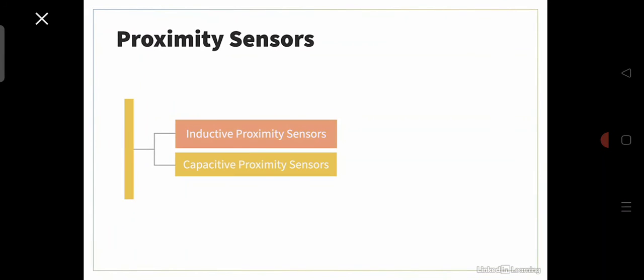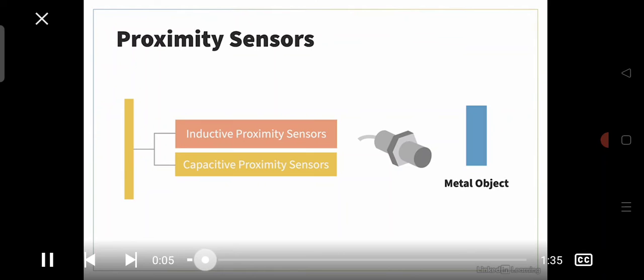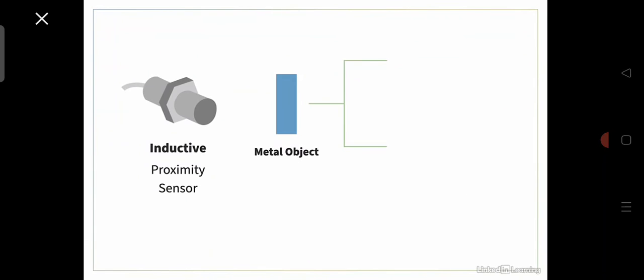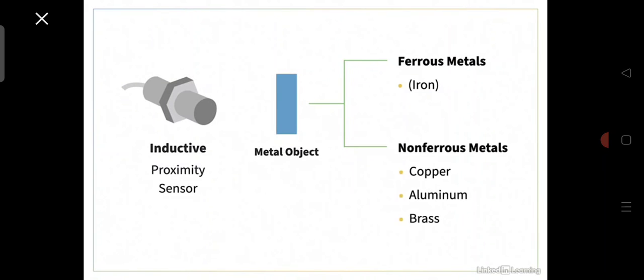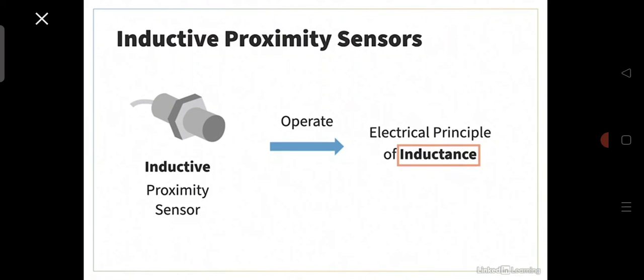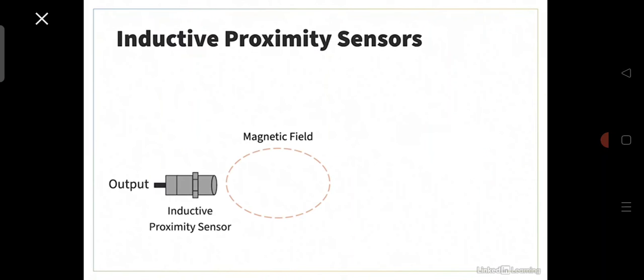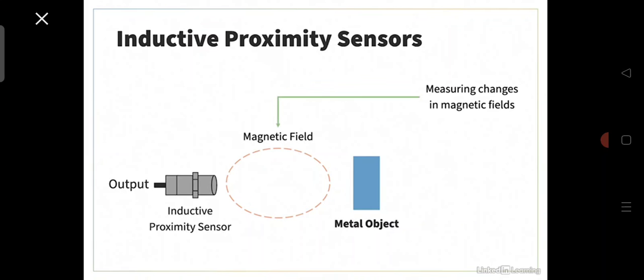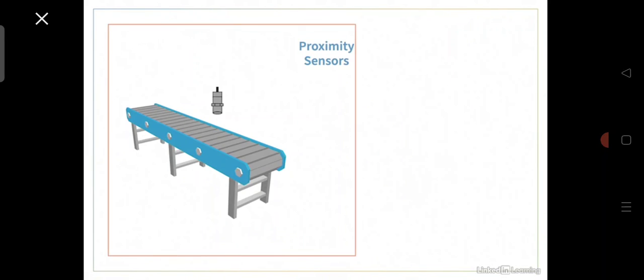Inductive proximity sensors are used to detect the presence of metal objects, including both ferrous metals containing iron or non-ferrous metals such as copper, aluminum, and brass. These types of sensors operate under the electrical principle of inductance, and hence the name, inductive proximity sensors. The operation principle in general is based on detecting the presence of nearby metallic objects by measuring the changes in magnetic fields.